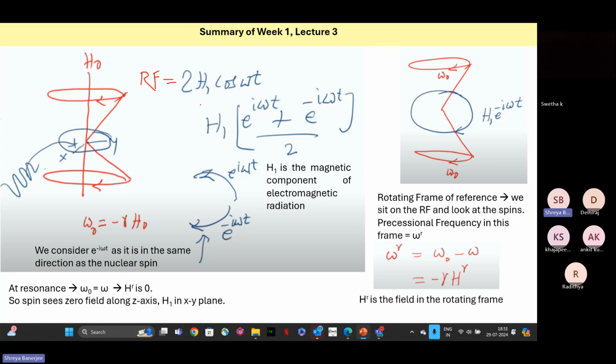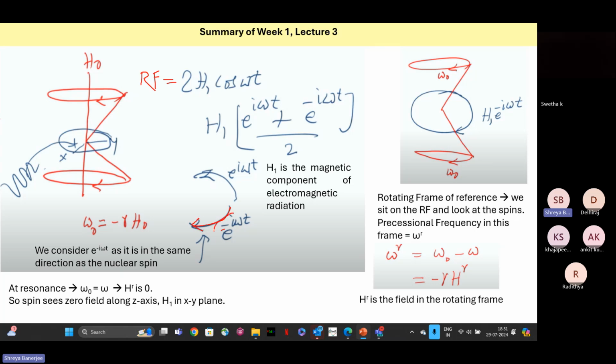Now if we keep h1 outside, 2 cos omega t, we can write it as e to the power i omega t plus e to the power minus i omega t, divided by 2. As we discussed a few slides ago, positive sign means anti-clockwise direction and negative sign means clockwise direction. So e to the power minus i omega t has the negative sign. So it is this direction, which is clockwise.